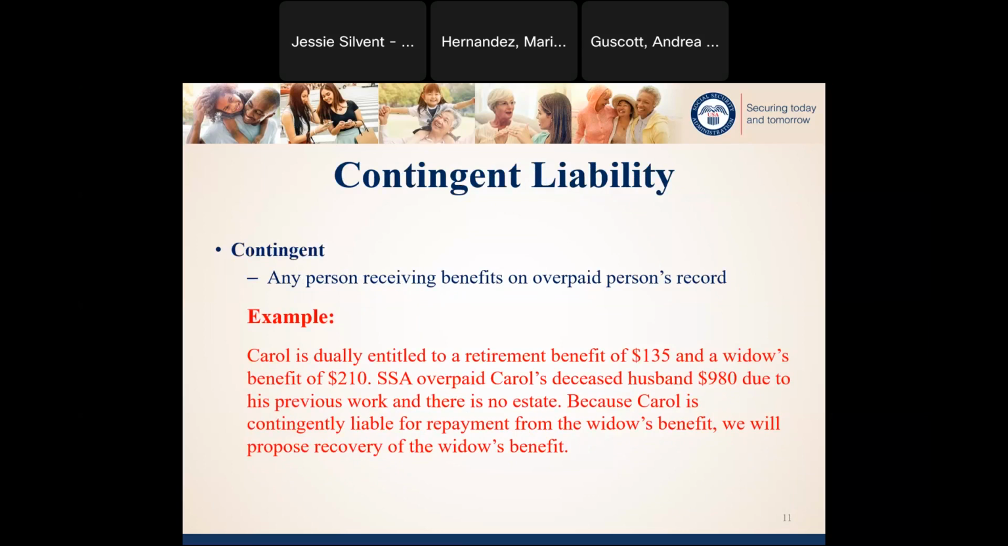So the next example we have is for contingent liability. So there's Carol. She's dually entitled to a retirement benefit of $135 and a widow's benefit of $210. Now, SSA overpaid Carol's deceased husband $980 due to his previous work, and there's no estate. So because Carol is contingently liable for repayment from the widow's benefit, we will propose recovery of the widow's benefit. So even though Carol did not directly cause the overpayment on her husband's record, she is liable for repayment because she now collects a benefit based on his earnings record. Next example.